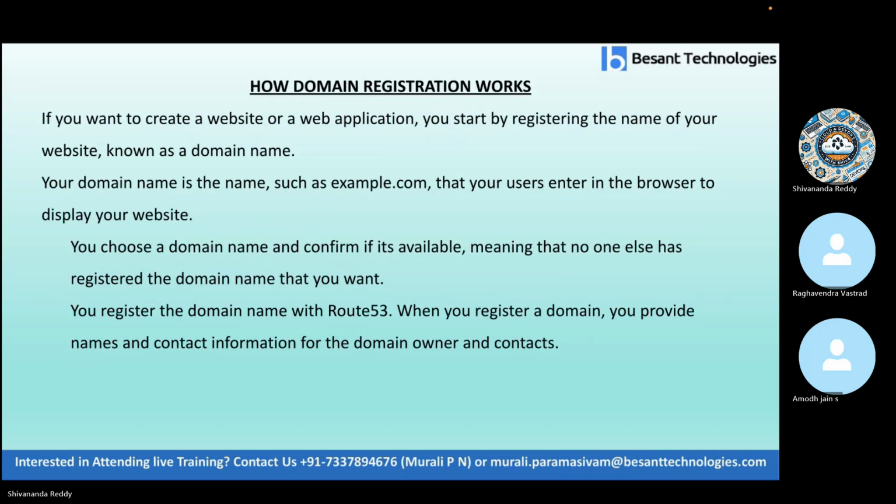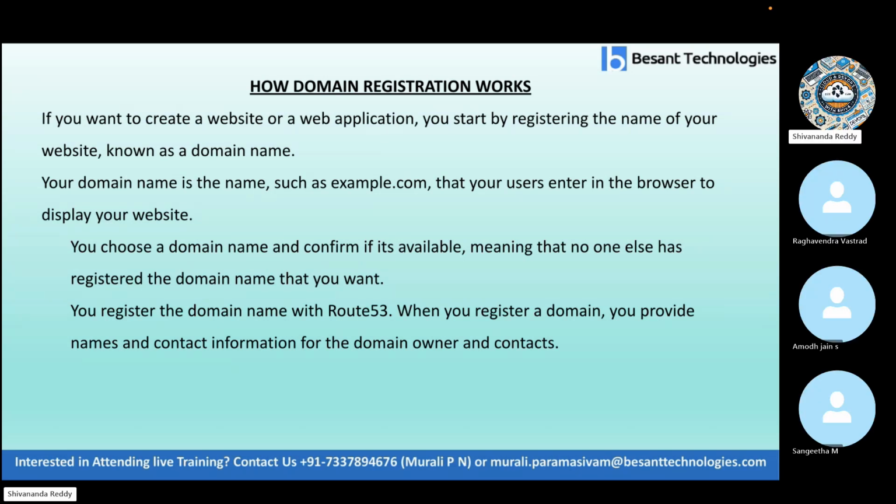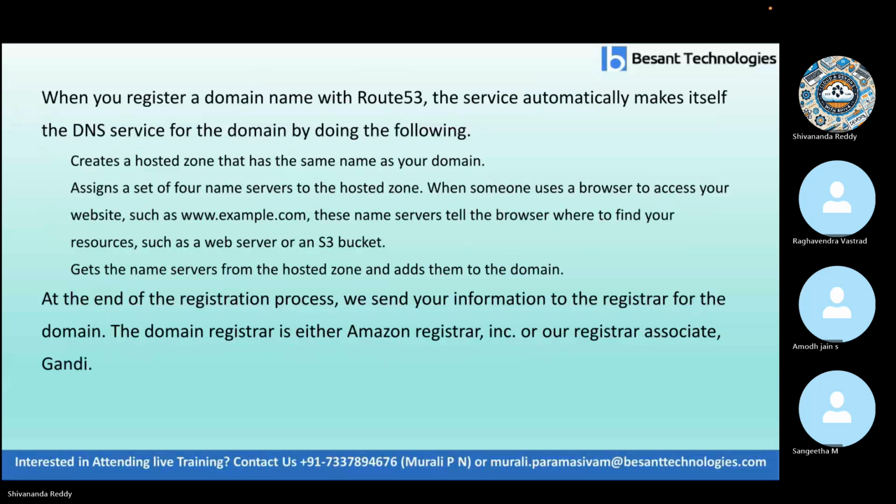Then you register the domain name with Route 53. When you register a domain name, you provide the name and contact information for the domain owner and contact details also, like when you're purchasing. It asks for the details and you provide them. When you register a domain name with the Route 53 service, it automatically helps with the DNS by creating a hosted zone that has the same name as your domain, and assigns a set of 4 name servers to the hosted zone.